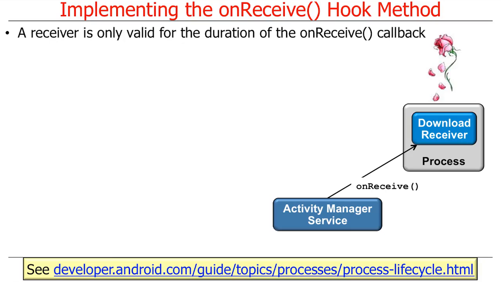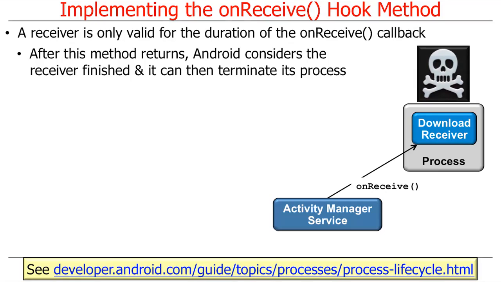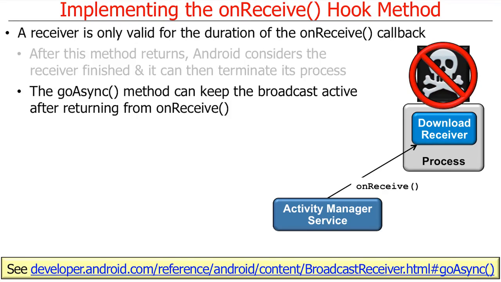Note that a receiver is only valid for the duration of the on-receive callback by default. After on-receive method finishes and returns, Android considers the receiver to be finished, and it can then terminate the process it's hosted in if there aren't other components that are doing other useful work. If you don't want this behavior, then you can call the goAsync method, which is defined as part of the broadcast receiver interface. GoAsync can be used to keep the broadcast active even after returning from onReceive.